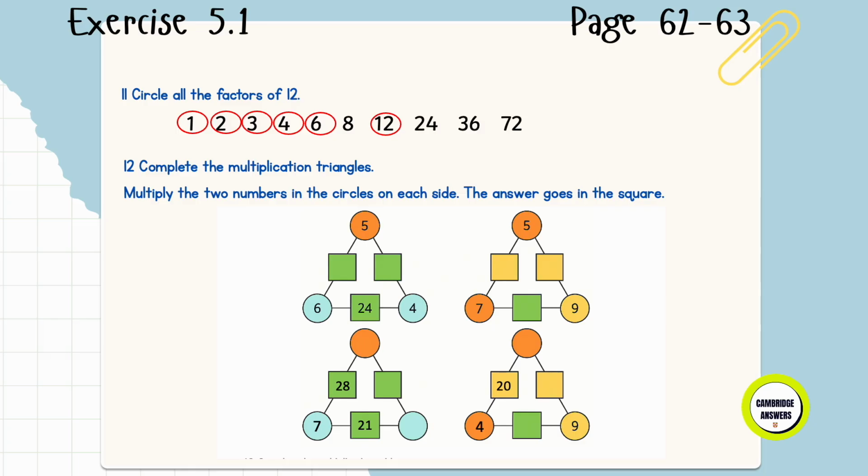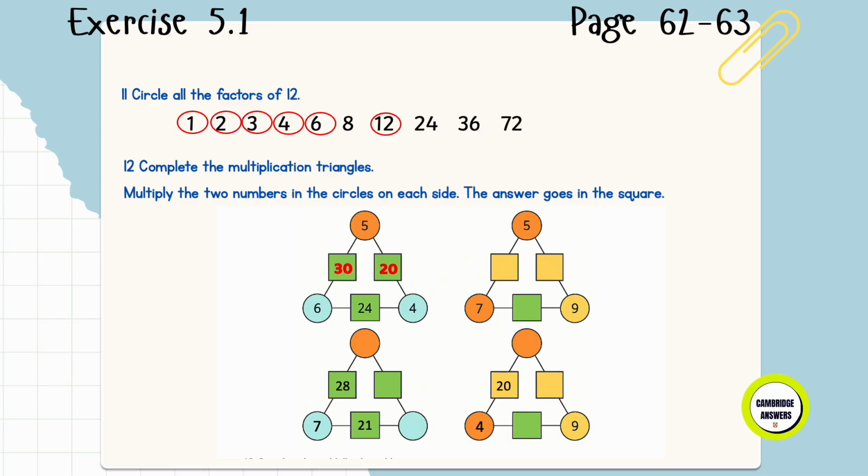Let's go triangle by triangle and uncover all the missing numbers together. Let's check out our first triangle. Top circle, 5. Bottom left circle, 6. Bottom right circle, 4. Let's fill in the boxes. 5 times 6 is 30. 6 times 4 is 24, already given. 5 times 4 is 20. So the answers for this triangle are 30 and 20. Moving on to triangle number 2.